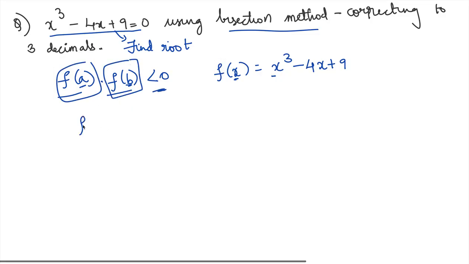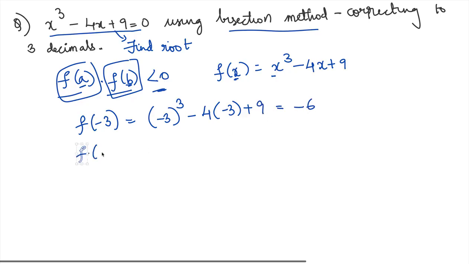Okay, so now let's see what is f of minus 3. So f of minus 3 is, this is just hit and trial of getting two numbers. I have already solved in my notebook. So f of minus 3 is minus 3 whole cube minus 4 into minus 3 plus 9. Okay, this gives us minus 6.